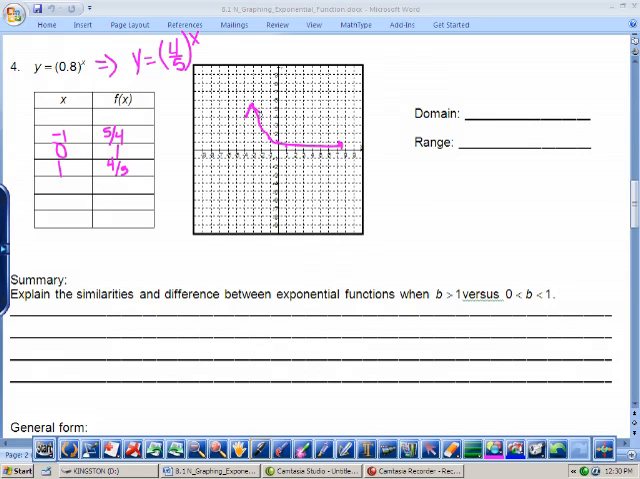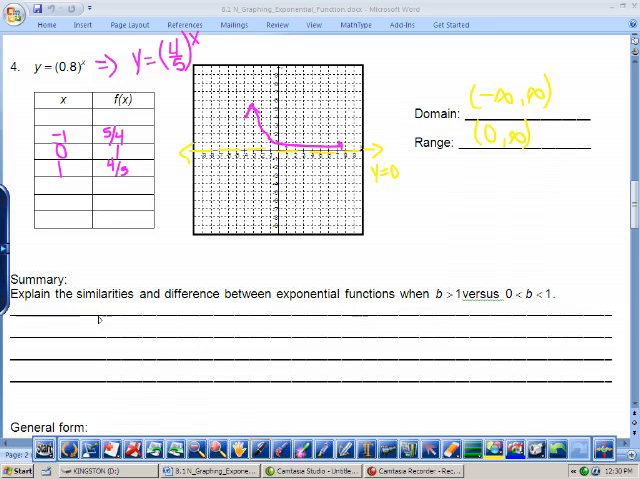You don't have to fill in all of the tables they give you. You can just fill in a couple points to help you get an idea. If you wanted to calculate a few more points, that would be totally fine. Okay? For the parent functions, yes, your domain and range will always be the same. But once we start doing transformations, the range can change. What is our domain? Okay?